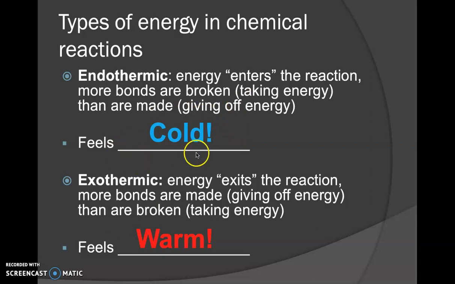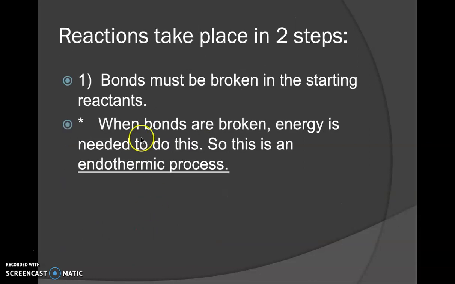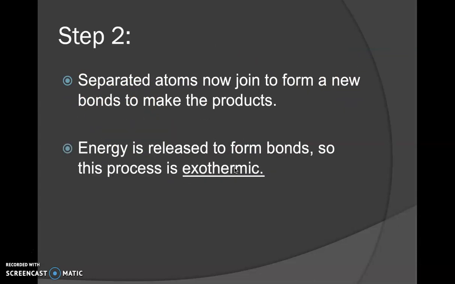A good example of this endothermic is like those instant cold packs, instant ice packs, where you break the inner bag and shake it up and it gets cold. Exothermic then is like the hand warmer packets, where when you open them up to air, they get warm. Reactions take place in two steps. First, the bonds must be broken in the starting reactants. When bonds are broken, energy is needed, so this is endothermic. Okay. Then those separated atoms, so those broken apart atoms, join to form new bonds to make the products. Energy is released to form the bonds, so this process is exothermic.